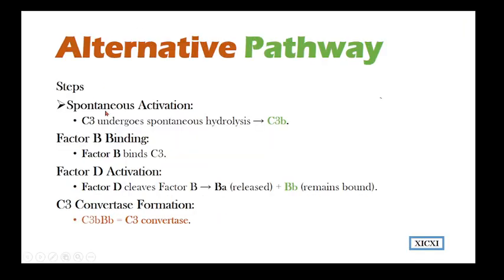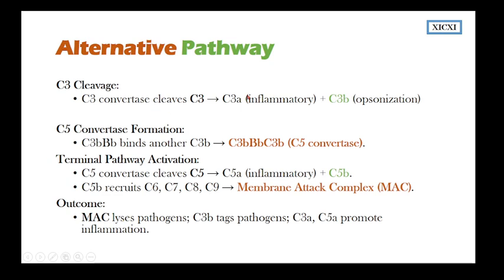The step by step: there is spontaneous activation. C3 undergoes spontaneous hydrolysis or activation, where they are going to be C3b activated. In the presence of factor B, they are going to bind and form what you call Bb. This factor B will be Bb. Together with C3b, they will form C3b and Bb, which is going to be C3 convertase. This is the enzyme which is going to convert C3 again, C3 into C3a and C3b.